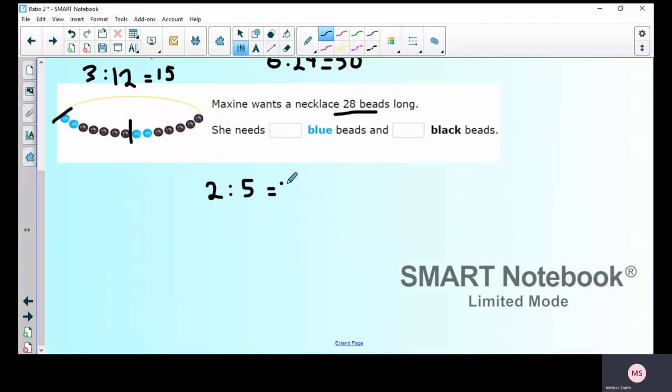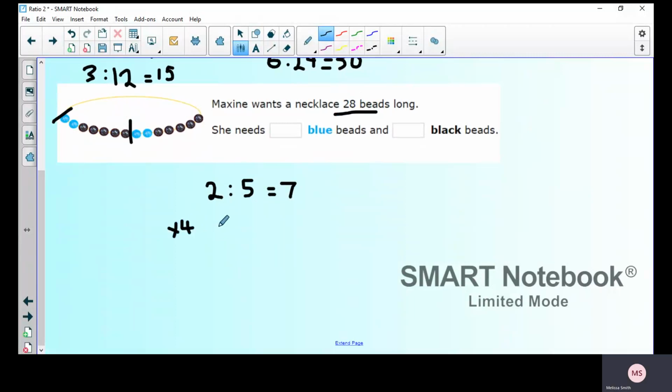2 add 5 is 7. That's 7 beads in total. Let's repeat the process. 28 divided by 7 is 4. So that tells me this pattern is going to be repeated 4 times.